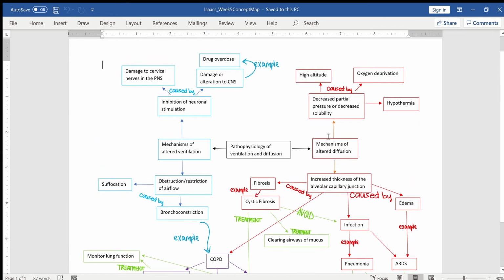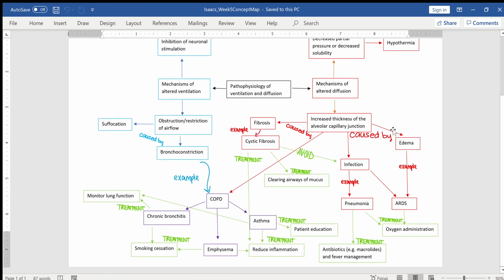I also have similarly mechanisms of altered diffusion, decreased partial pressure, decreased solubility up here, some different causes. But all of those 7 examples I found were either listed under obstruction/restriction of airflow under altered ventilation, or increased thickness of the alveolar capillary junction under mechanisms of altered diffusion. So I had trouble mapping this area. You can see it gets a little tough and filled up in this general region.